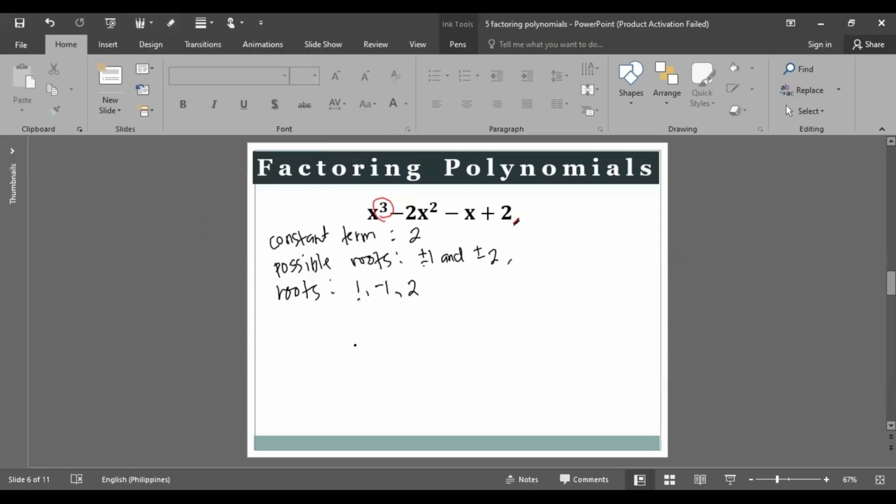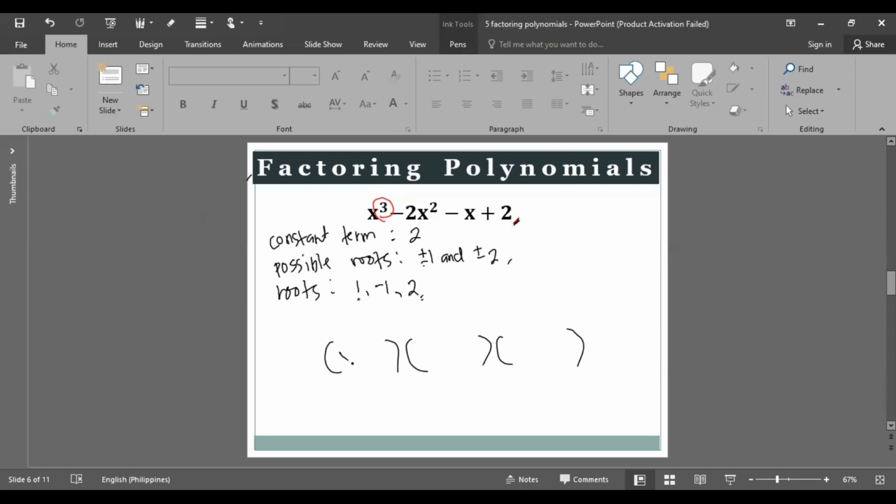But how can we now write the factors? We have already the roots. Ang topic natin ay factoring polynomials. Bakit roots yung hinahanap natin? Because using these roots, we can write the factors of polynomials. Since there are 3 roots, we will write also 3 pairs of parentheses.